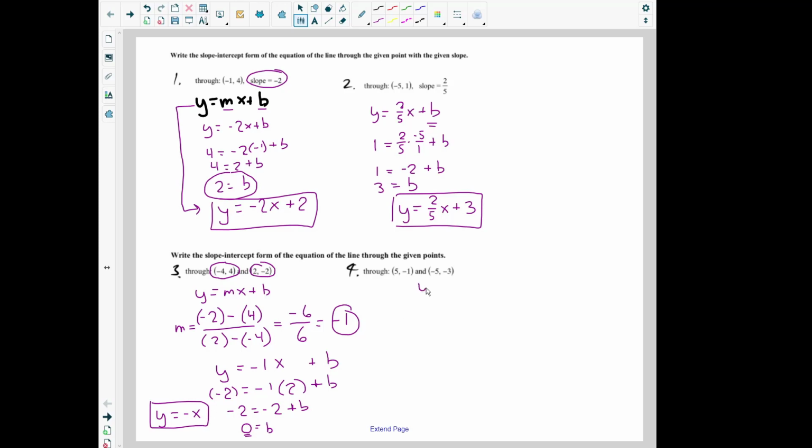Okay, next one. Again, I'm looking for y equals mx plus b. I don't have either one, so I'm going to use my slope formula. So m equals y2 minus y1. Oh, I messed up, sorry.